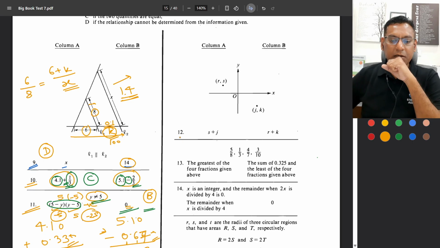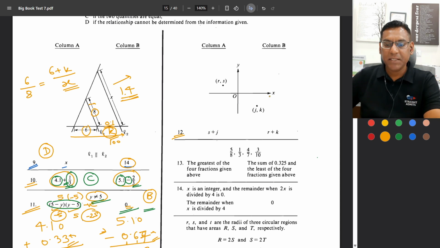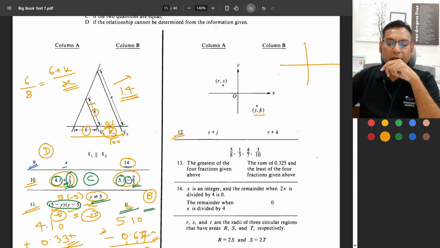All right, let's look at question 12. R S J K. All right, S plus J. I can pick some numbers. Let me pick some basic numbers. So this is JK, and they have given me both axes. So what is J? J is the distance from the y-axis, correct?